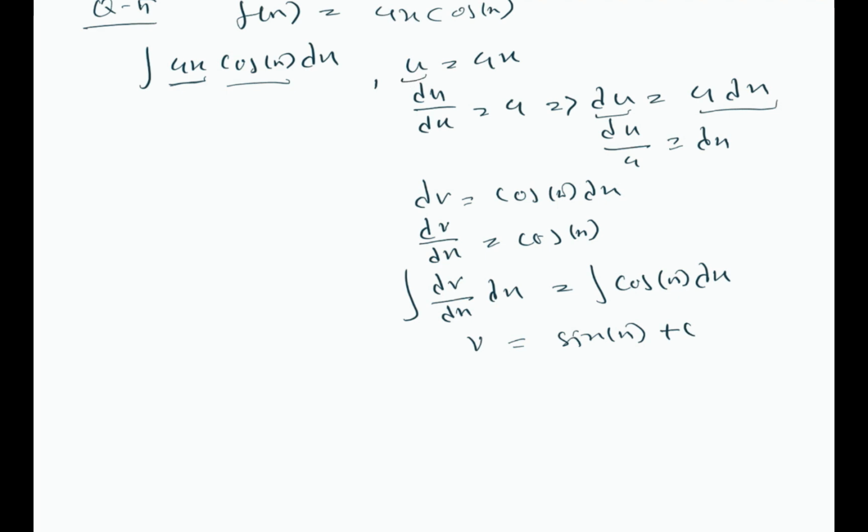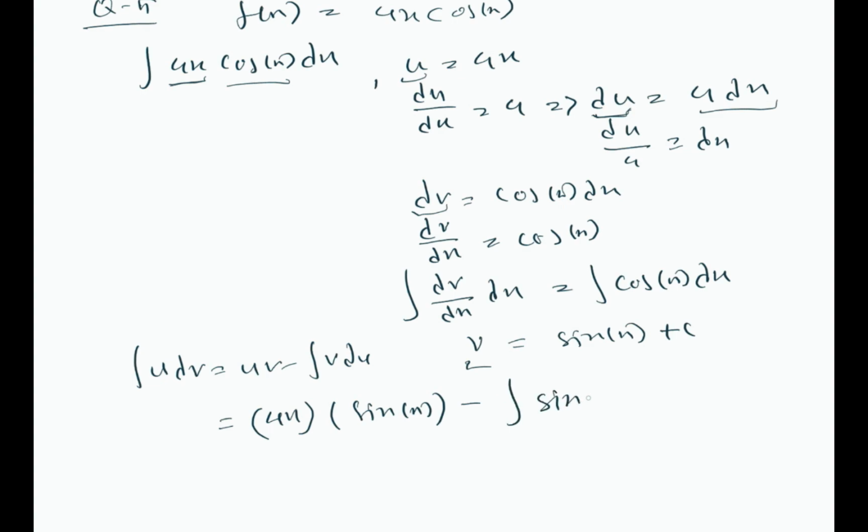So now we have everything. We have u, we have du, we have dv, we have v. So first write this integration by parts formula. According to this, the integral of u dv is equal to uv minus the integral of v du, right? So what is u? u is 4x, right? So 4x, and v is equal to sine of x. So then the integral of v, which is sine of x, and then du.